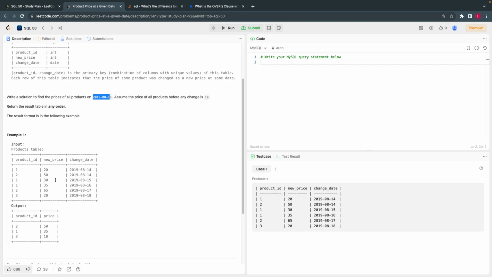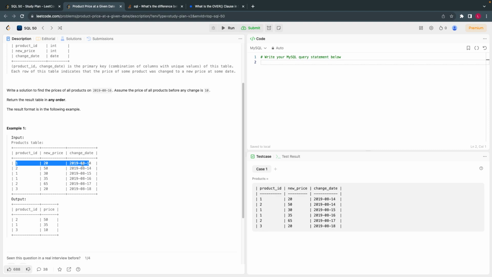So let's take an example. Product 1: initially, for all the products, the initial value is 10. On August 14, the price got changed to 20. This is the new price for product 1, which is 20. For product 2, the initial price is 10. And again on August 14, for product 2, the price got changed to 50.